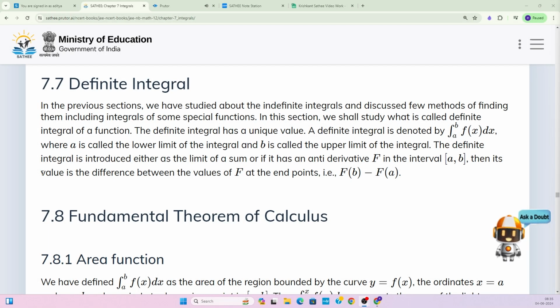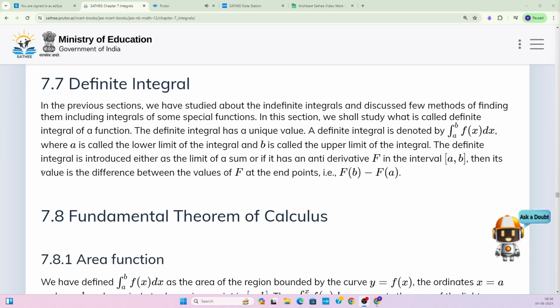In today's session, we will be learning about definite integrals. Okay, so what are definite integrals? Let's see about them. Previously, we have seen indefinite integrals and discussed a few methods of finding them, like the method of substitution, using trigonometric methods, and integration by parts, and all other things.